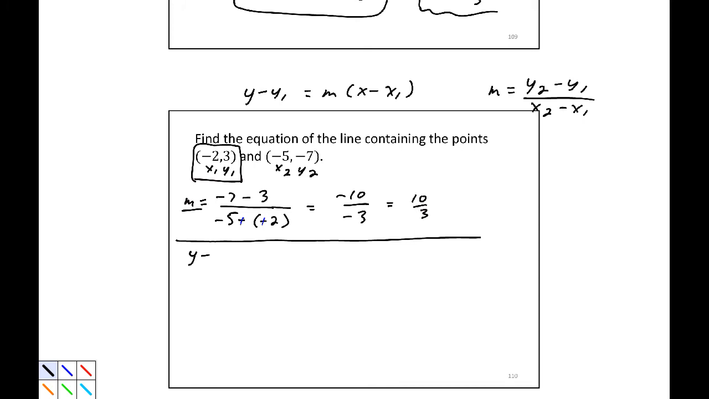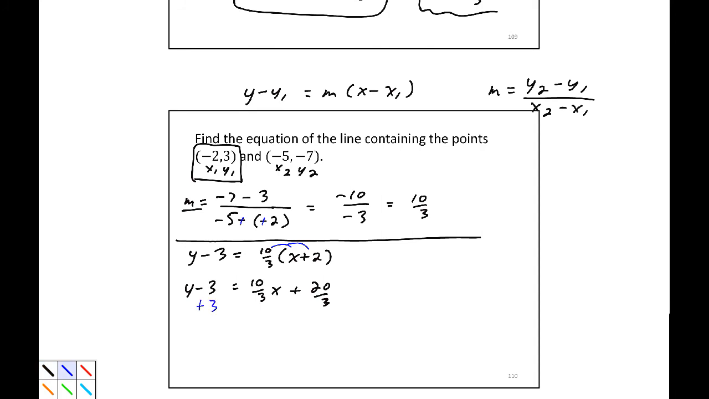So new part of this problem, y minus y1, minus 3, equals m times x minus x1, which is -2. So I'm going to change this to +2 because I'm subtracting a -2. Now we'll go ahead and distribute since there's nothing to simplify on the left side. That would be 10 thirds x plus 20 thirds. Remember, we are not changing the denominator when we multiply, only multiplying the numerators. 10 times 2, and that altogether is divided by 3.